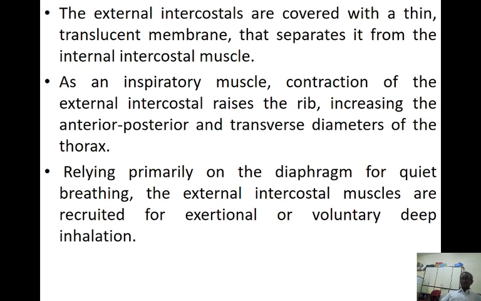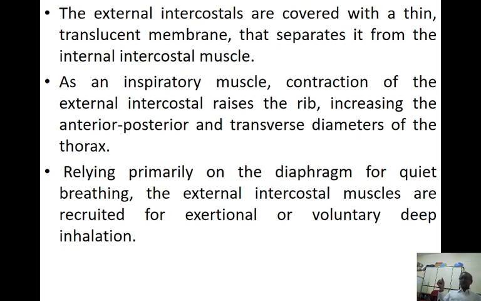This external intercostal muscle is an inspiratory muscle. Contraction of the external intercostal raises the rib and increases the anterior posterior diameter and transverse diameter of the thorax. So when it raises the ribs, it is the pump handle mechanism. The anterior posterior as well as transverse diameter of the thorax are increased.